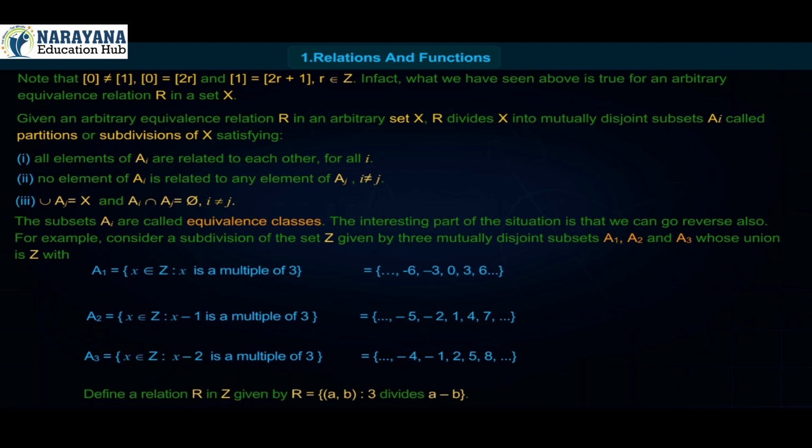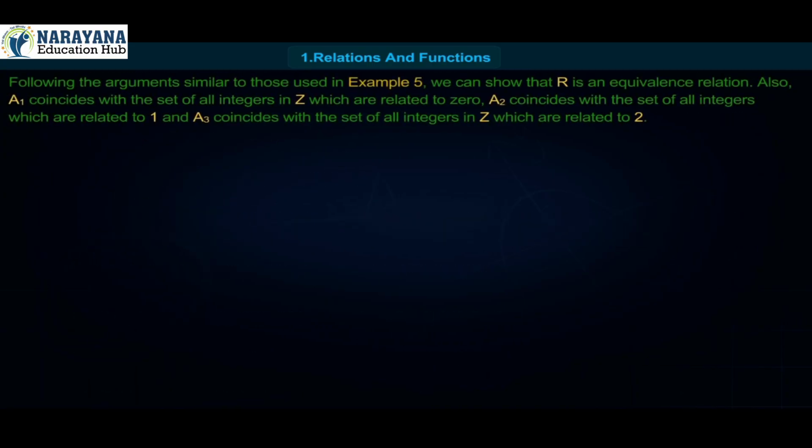Define a relation R in Z given by R is equal to the set of ordered pairs (a, b) such that 3 divides a minus b. Following arguments similar to those used in example 5, we can show that R is an equivalence relation. Also, A1 coincides with the set of all integers in Z which are related to 0.